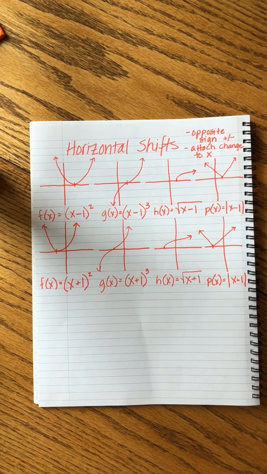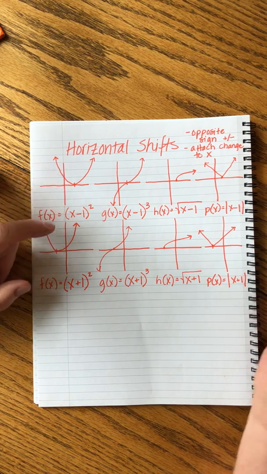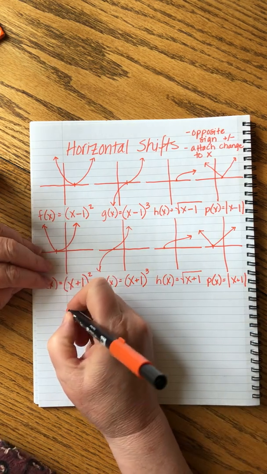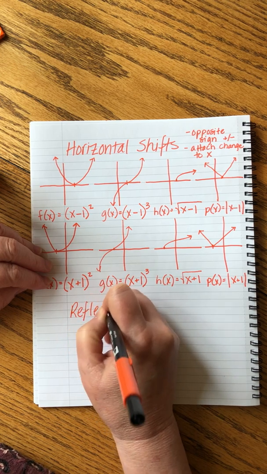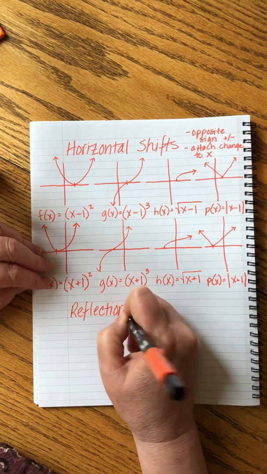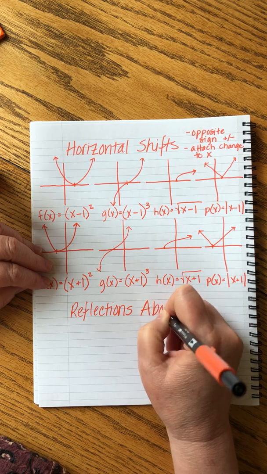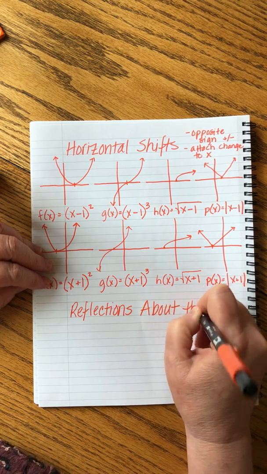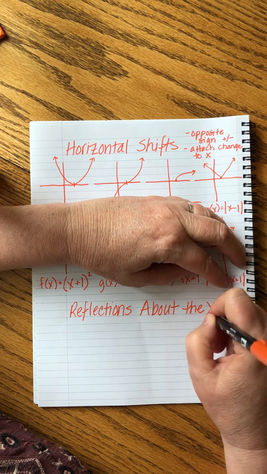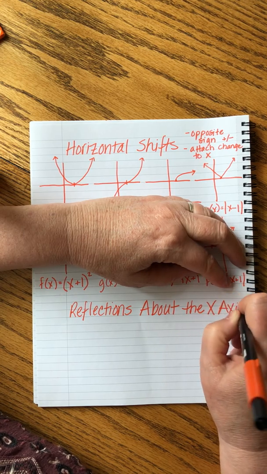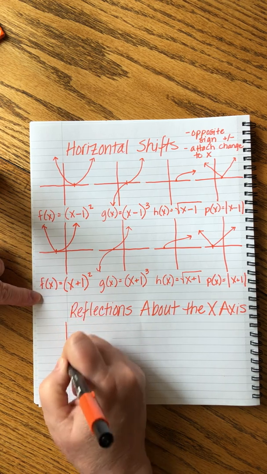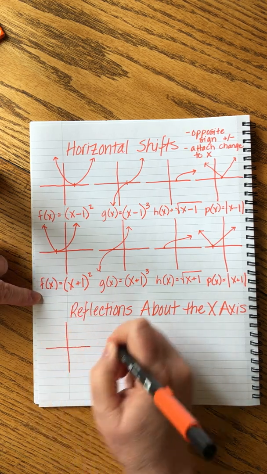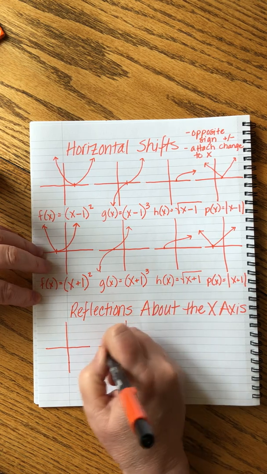Now, there's a third category of changes, but it doesn't have two styles. These are called reflections. They have a fancy name. Reflections about the x-axis. And I'll draw you the picture and you'll understand what I mean. Okay, so we draw 4 more of our beautiful graphs.